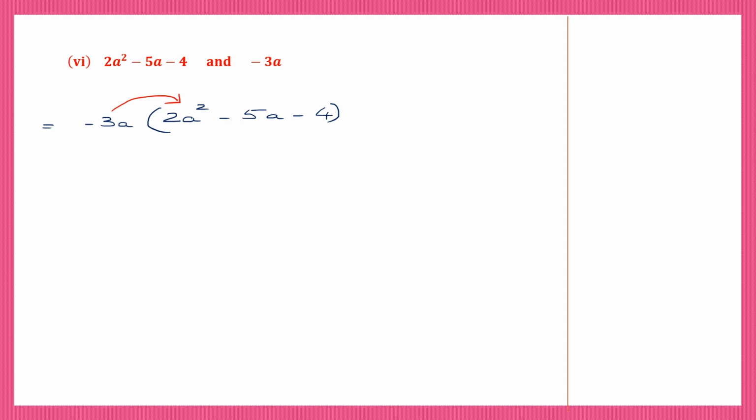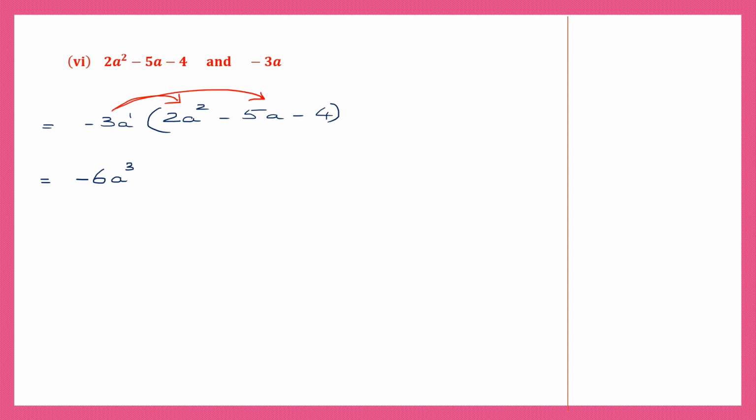Now go carefully. So first multiply the numerical coefficients. Minus 3 into 2. So minus into plus is minus. The numbers 3 into 2 is 6. Now a into a square. a is only 1. So a into a square is a to the power of 1 plus 2. So that is a to the power of 3. So that is over. Now we're going to multiply this into minus 5a.